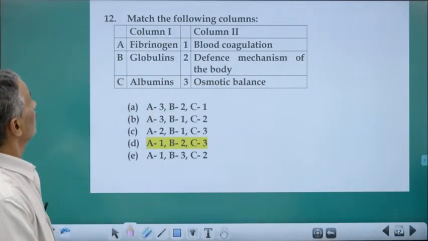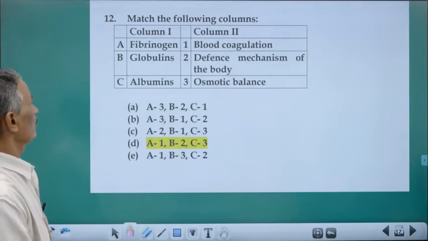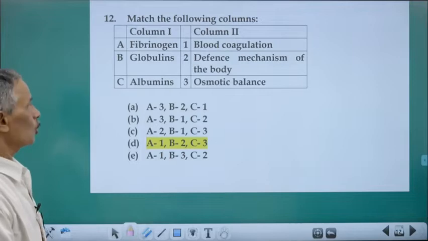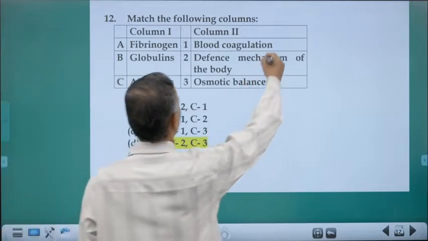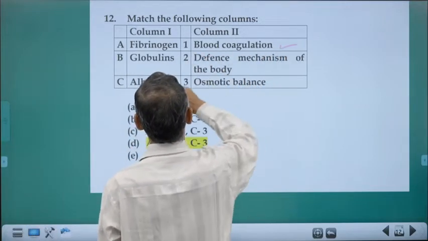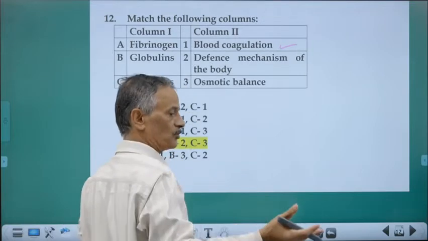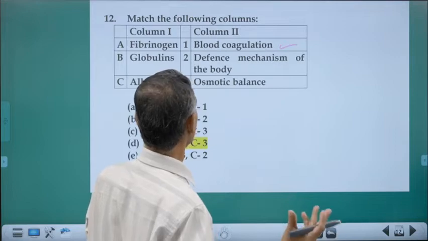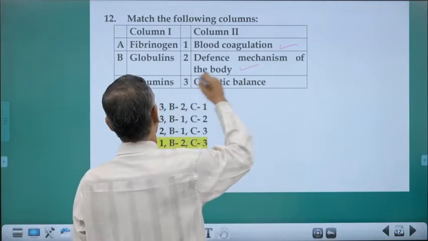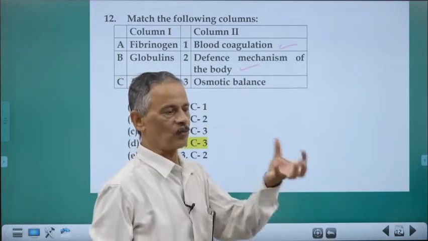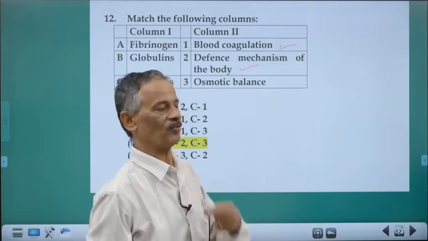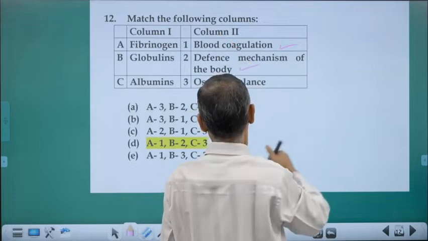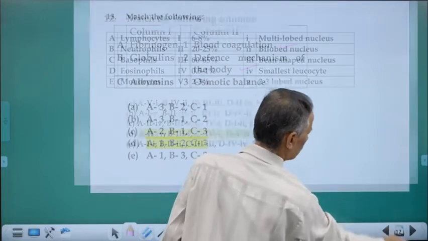Then, fibrinogen. What is fibrinogen? Fibrinogen is responsible for blood clotting, so blood coagulation. A is 1. Globulins, of which immunoglobulins, that is antibodies, are important in the defense of the body. And albumins are responsible for keeping the water balance of the body. So it is A-B-C, 1, 2, 3. So the option is D.